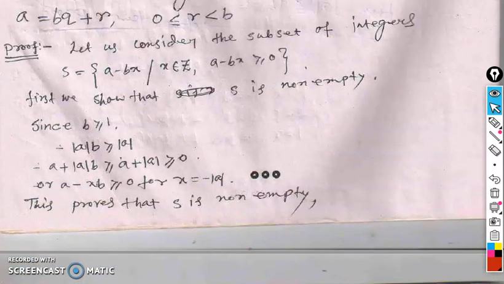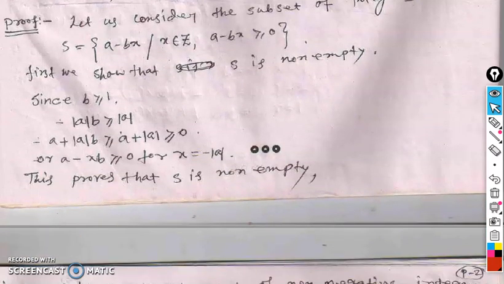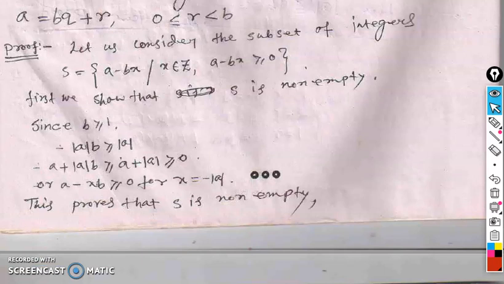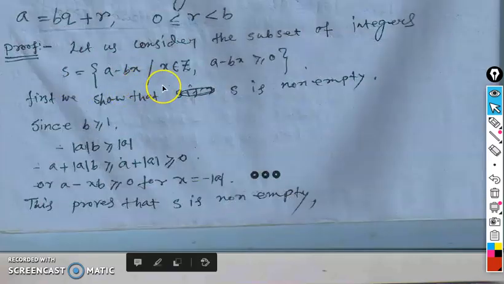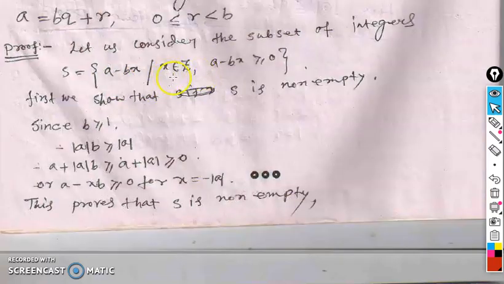Be very conscious and concentrate on the proof, otherwise you can't recognize the proof of the theorem. Let us consider a subset S of the integer set. The members of this set are a minus bx, where x belongs to Z, that is, x is an integer, and a minus bx is greater than or equal to 0.